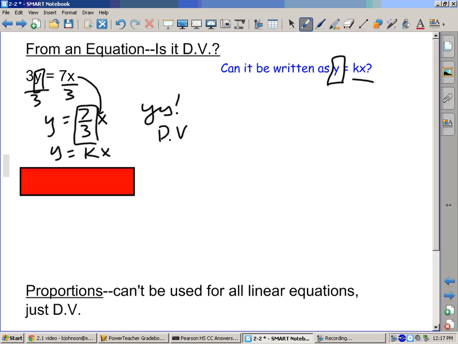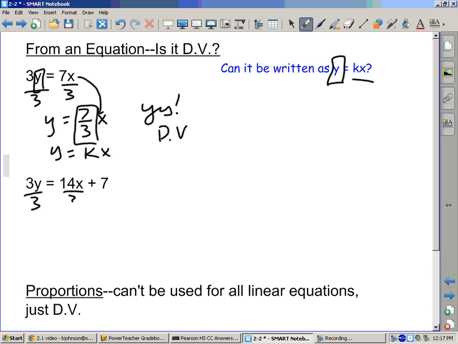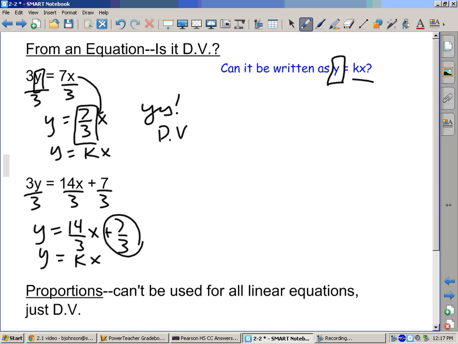All right, the next one, we do the same thing. We want to get y by itself, so I'm going to divide everything by 3. I get y equals 14/3 x plus 7/3. Now, does that look like y equals kx? Kind of, but we have this extra little thing out here, and you can't have any extras. It's got to be what it is. So this is a no for direct variation.